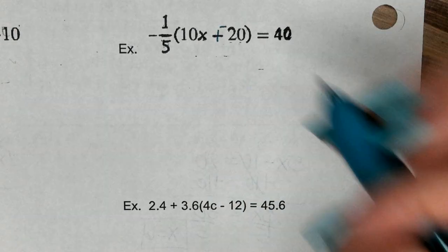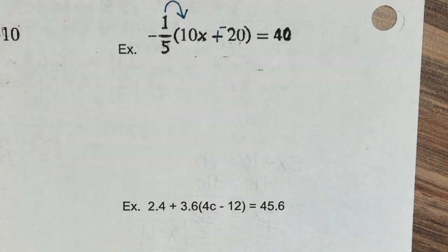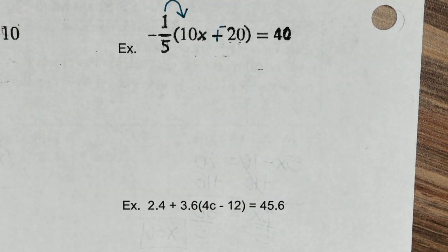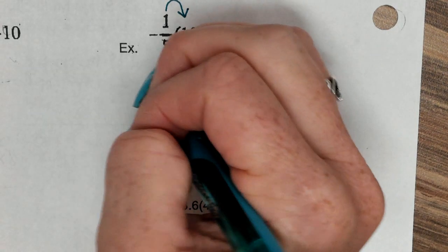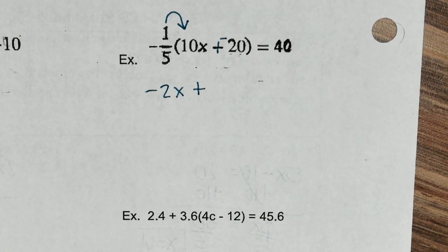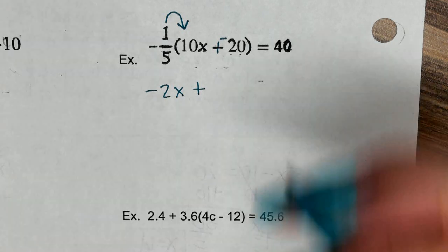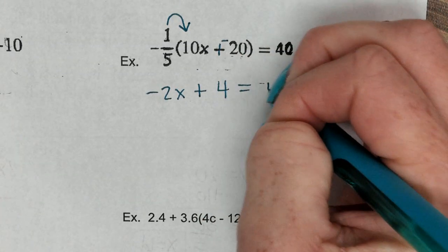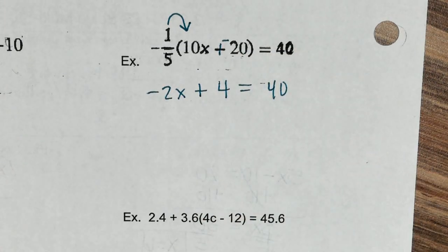Change. So I'm going to multiply negative 1/5 times 10, which I already told y'all just becomes negative 10/5, which 10 divided by 5 is 2. So I have negative 2x plus negative 1/5 times negative 20 just becomes, what's a negative times a negative? And it really just becomes 20/5. And 20 divided by 5 is 4. So plus 4 equals 40. You would have gotten the same thing multiplying by the decimal value.